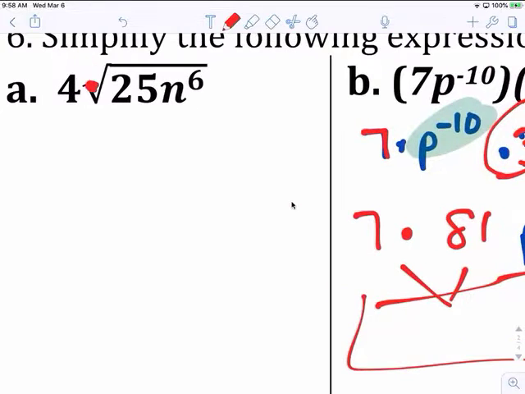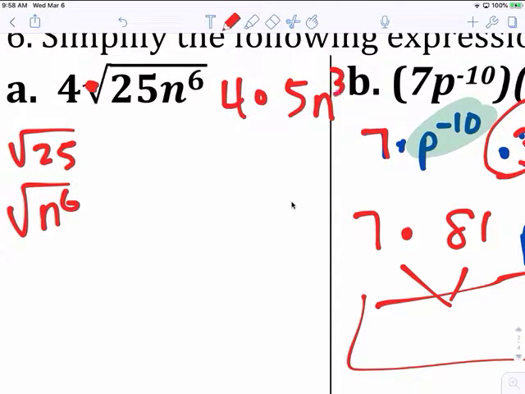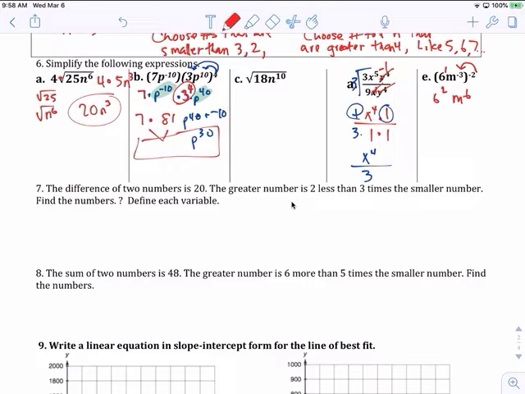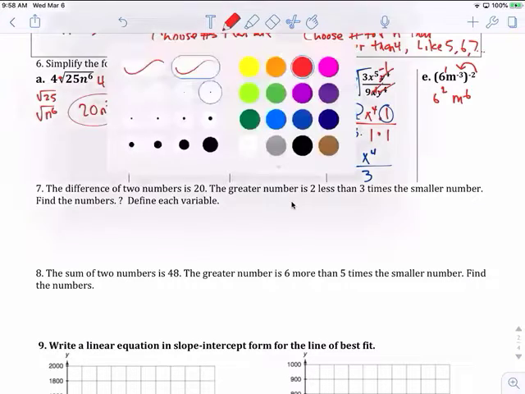Make sure this is 4 times square root of 25 is 5. Square root of n to the 6th is n to the 3rd, so it's 20 n to the 3rd. Alrighty? Okay, this is on the test and I didn't cover it. Oh my God, today in class. Kids struggle with this all the time.